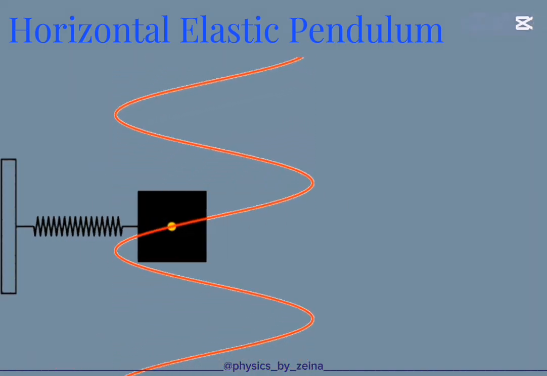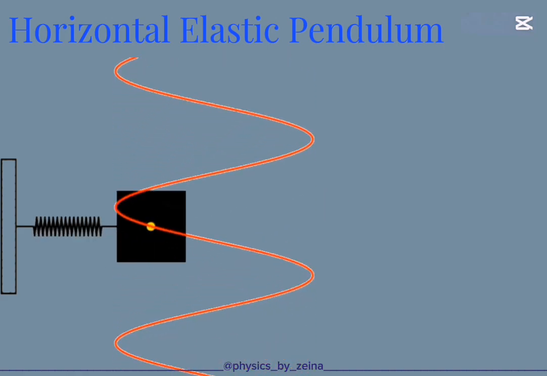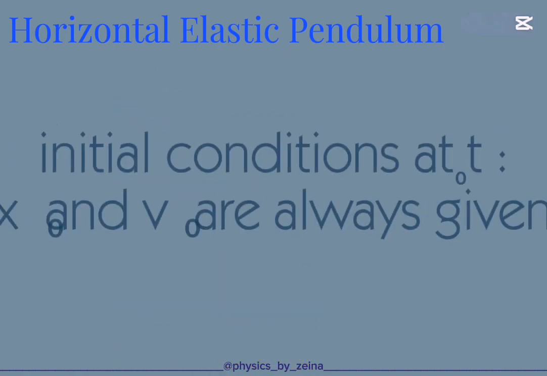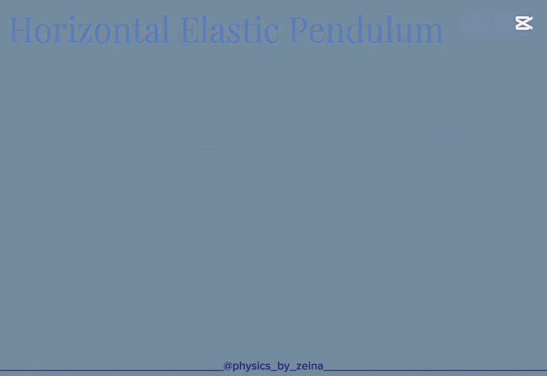In order to study how the position of the mass m changes over time, we need an equation. Just keep in mind that the initial conditions are always given in the question. By the initial conditions, I mean x0 and v0, the initial displacement and speed.